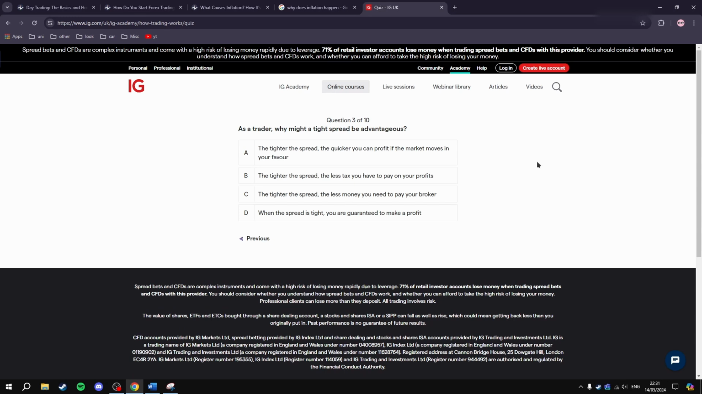As a trader, why might a tight spread be advantageous? The tighter the spread, the quicker you can profit when the market moves in your favour. Yep, that's that.